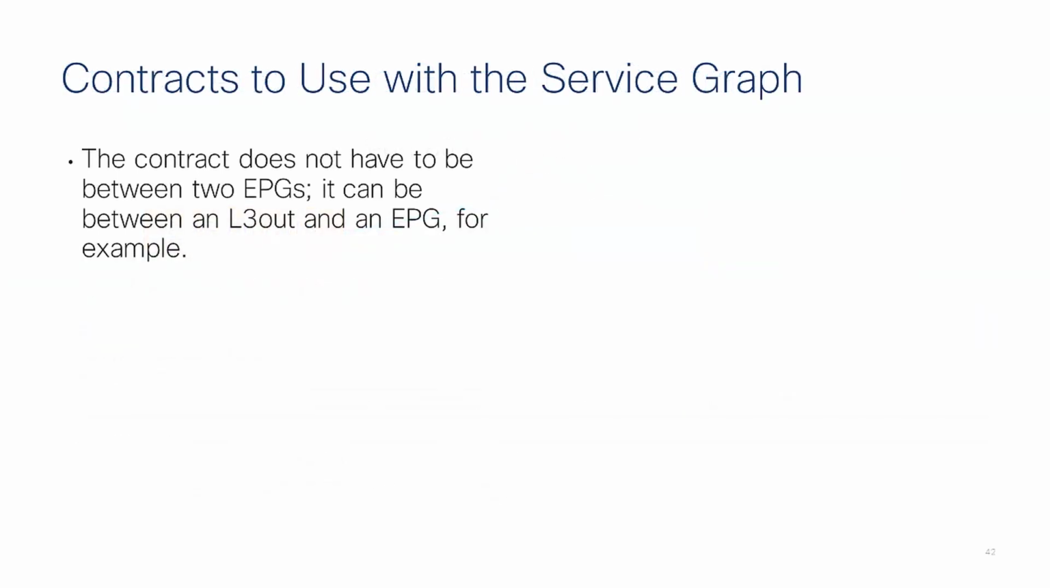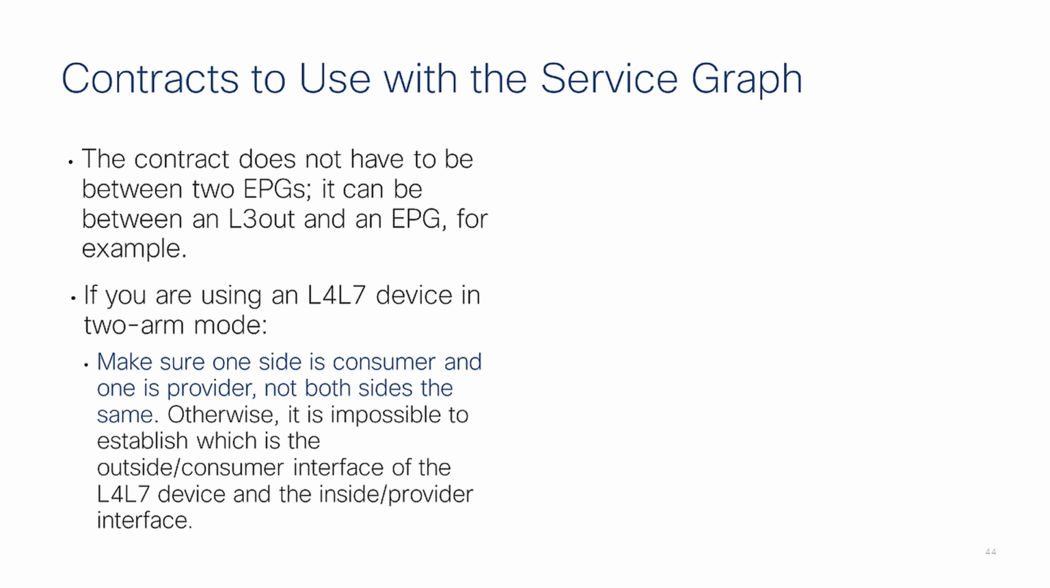The contract doesn't have to be between 2 EPGs all the time. It could also be between a layer 3 out and an EPG. If you're using a deployment of a service device in 2-arm mode, so with an outside and inside, like in these examples, you need to make sure that one side is consumer and one is provider. If you provide and consume the same contract, then you cannot apply the configuration, because ACI will not know anymore which is the consumer side service bridge domain and which is the provider side service bridge domain. Make sure one side is provider and one side is consumer.